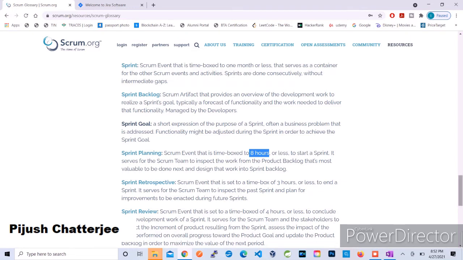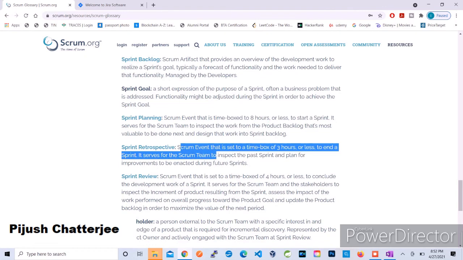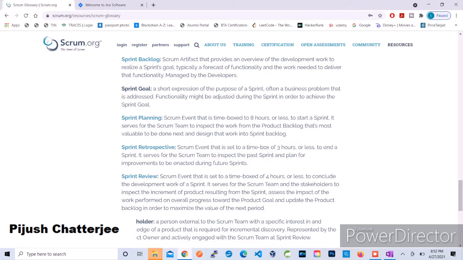Sprint retrospective happens at the end of the sprint. This meeting is solely for the sprint team only, so no external team members are allowed in this meeting. The retrospective happens to identify any process improvement.